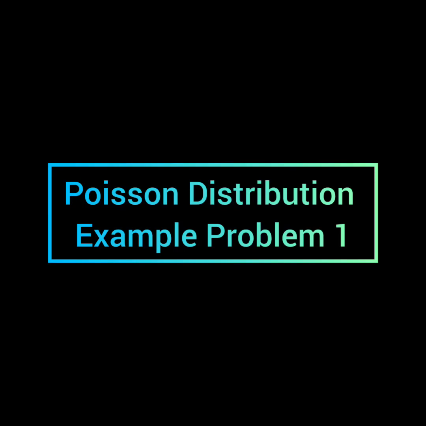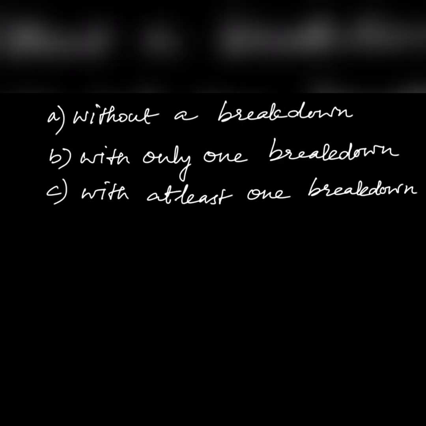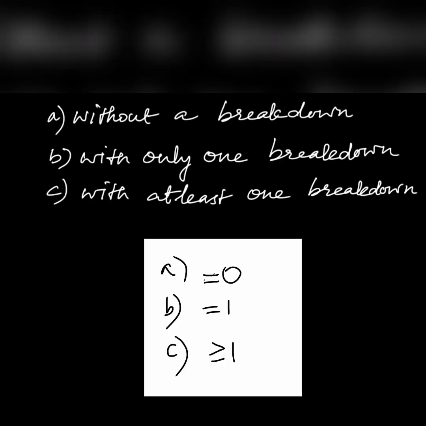This is the first example problem in the title Poisson distribution. The number of monthly breakdowns of a computer is a random variable having a Poisson distribution with mean equal to 1.8. Find the probability that this computer will function for a month. Subdivision A: without a breakdown, subdivision B: with only one breakdown, and subdivision C: at least one breakdown.